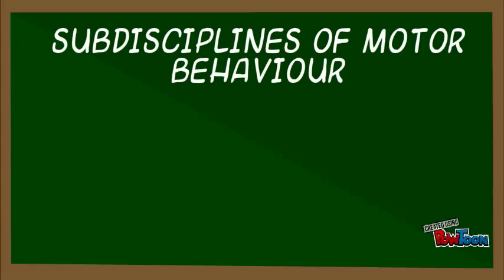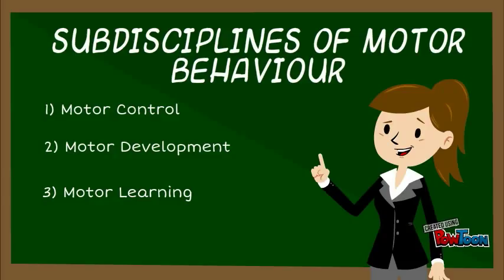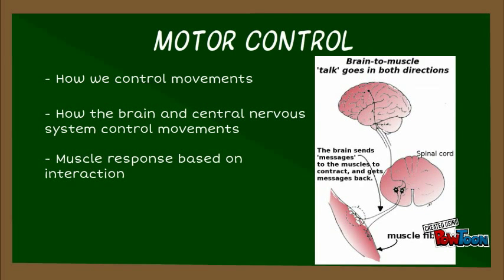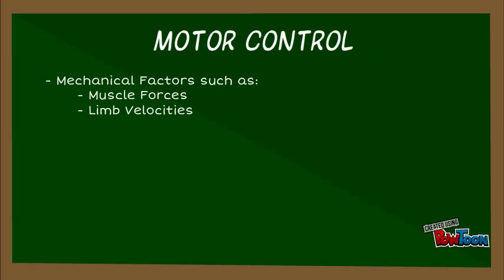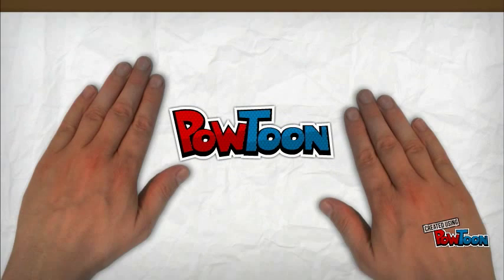Okay, let's discuss the three sub-disciplines that I mentioned earlier. The field of motor behavior is commonly divided into those three areas called motor control, motor development, and motor learning. So in general, professionals that are interested in motor control tend to focus on topics related to how we control our movements. They often attempt to explain the control of movements in terms of how the brain and central nervous system interact with muscles. In addition, mechanical factors such as muscle forces and limb velocities are often incorporated into their explanations. These professionals might be interested in how we coordinate two or more of our limbs during the execution of a complex task.